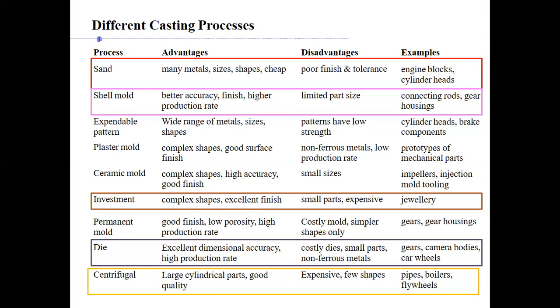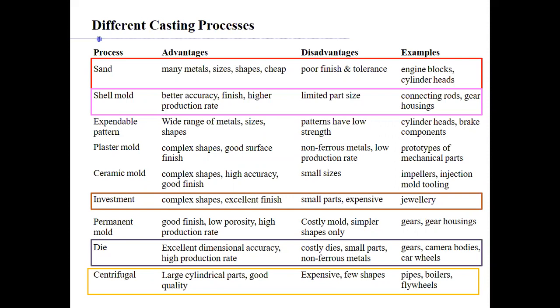Non-ferrous metals, right? Because higher temperature materials would require, I mean, the plunger would be staying in contact with them, right? So that's the reason that we have discussed just now in the last slide. Example components that can be made: gears, camera bodies, and car wheels, right? Before that, what we saw was centrifugal casting. So centrifugal casting, the advantages are large cylindrical parts can be made of quite a good quality, right? Because of that directional crystal structure. The disadvantages: it is expensive and only few shapes can be made, right? Because we are utilizing centrifugal force, so relatively cylindrical components can be made. So that comes off as a disadvantage. Pipes, boilers, and flywheels. These are the general components that are made with centrifugal casting.